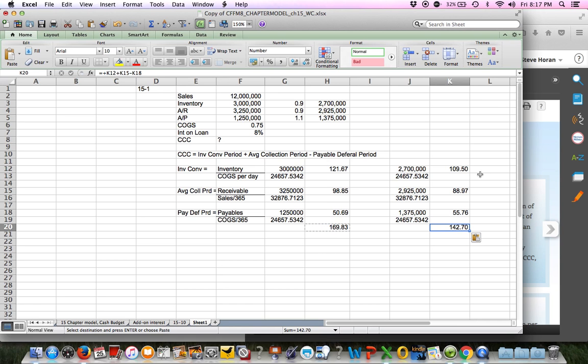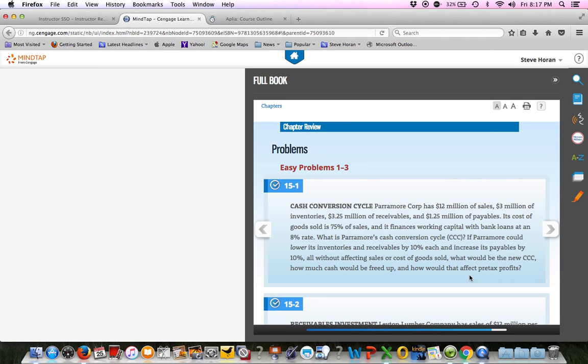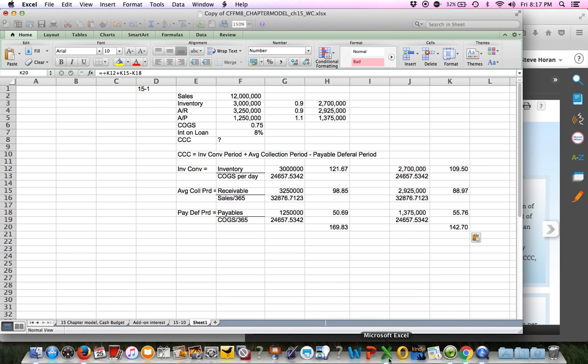So the last part of the question then is, how would that affect pre-tax profits? If we can pull this off, how will pre-tax profits change? For this part, we need to look at what the change is. How have things changed from the base case to the hypothetical? So I'm going to type the word change over here, and that really applies to a few things. So change in inventory, we've got to look at what that is. Change in receivables.